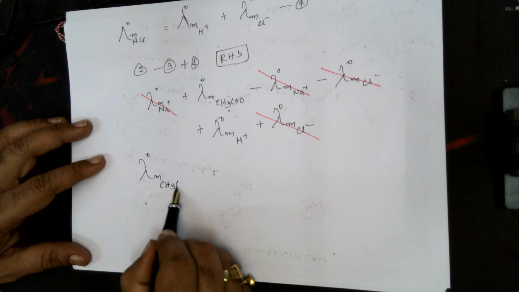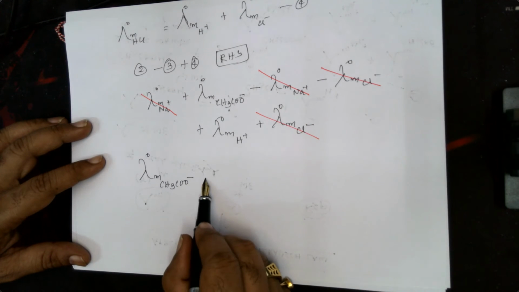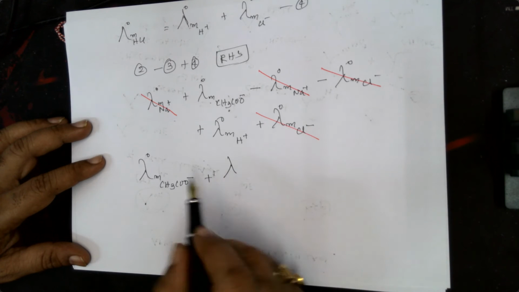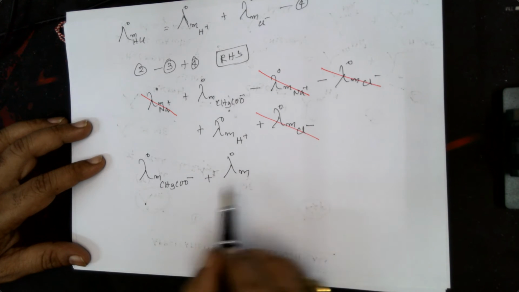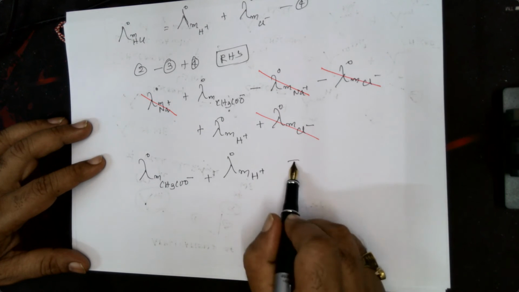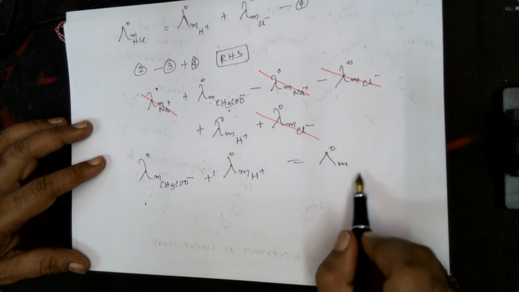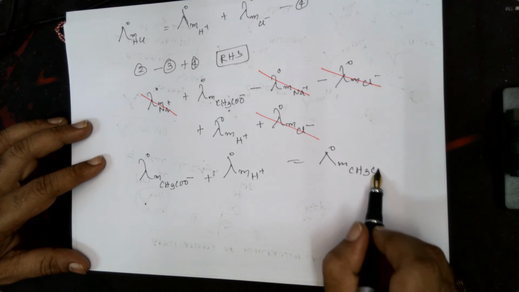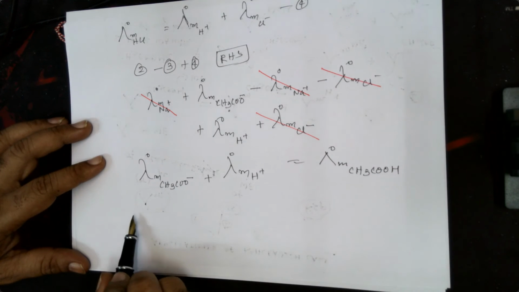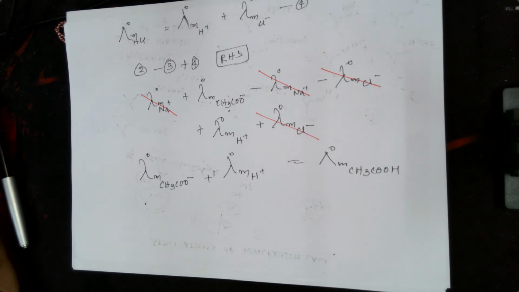CH3COO minus, and then plus the ionic conductance at infinite dilution for the ion H plus, and this is nothing but the molar conductance at infinite dilution of CH3COOH. So indirectly we can find it out. Got this? Similarly, we can try with the base also.